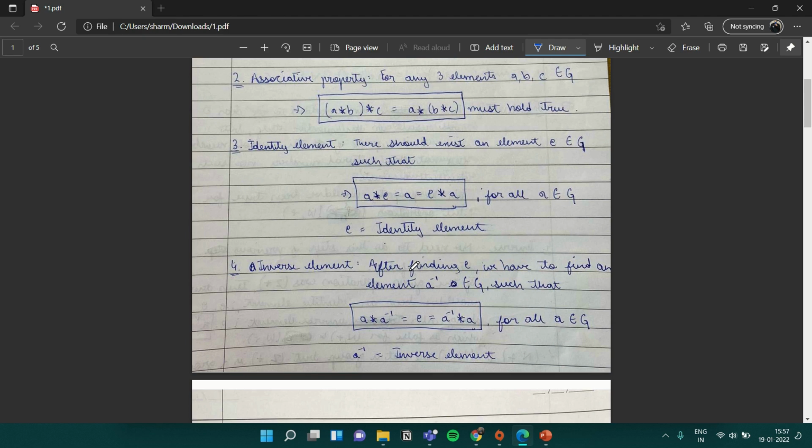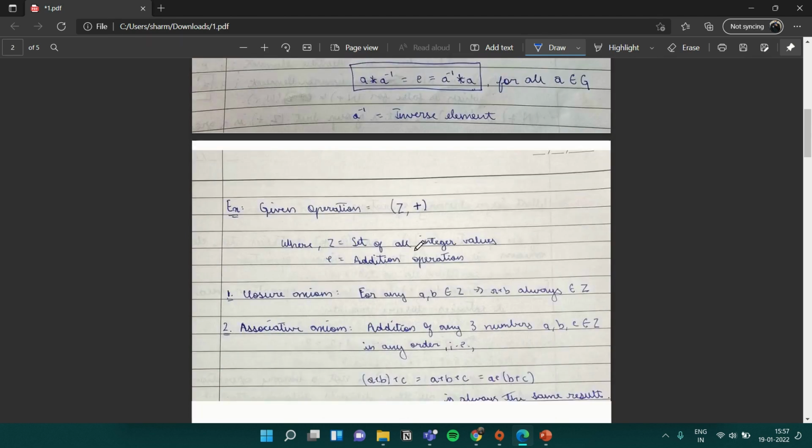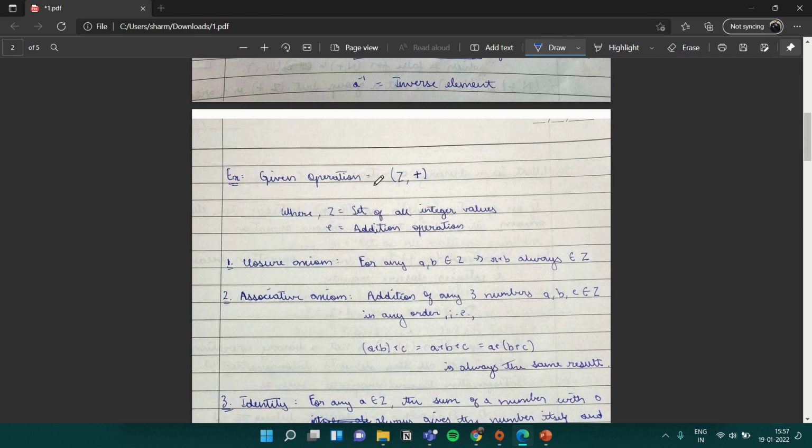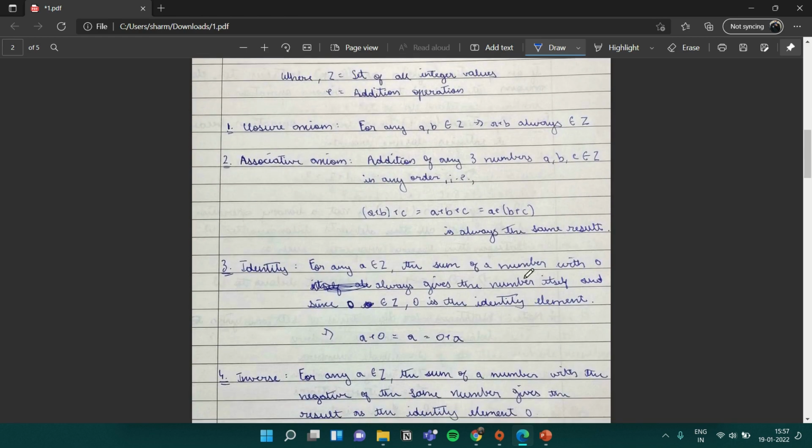Now, just to clarify things, I'm going to take an example and show you how it's done. Okay, so the given operation is Z comma plus. This means that Z is the set of all integer values, negative and positive, and plus is the addition operation. The closure axiom holds true for this because the addition of any two integers like 1, 2 will give us 3. So the addition of any two integers will give us an integer. That is a known fact.